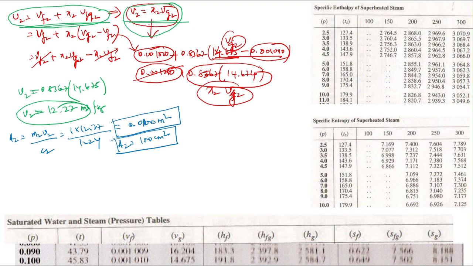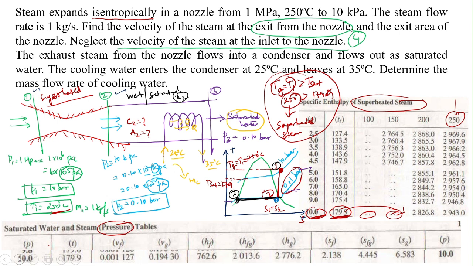Then you find A2. Here the second part of the question, the exit area, is fine. Next we move to the condenser part, from 2 to 3. So we are going to find 2 to 3.